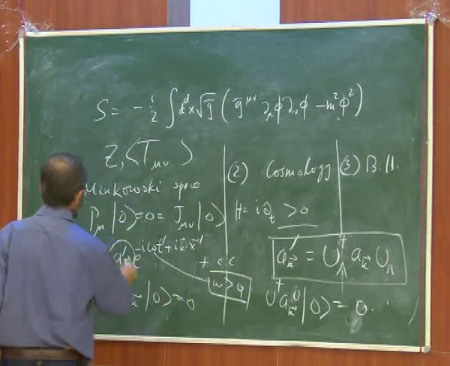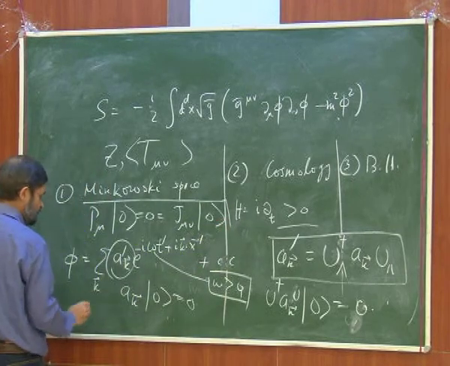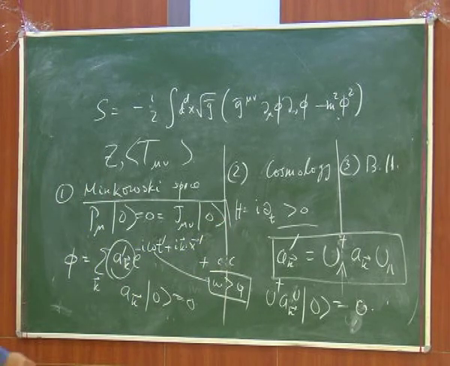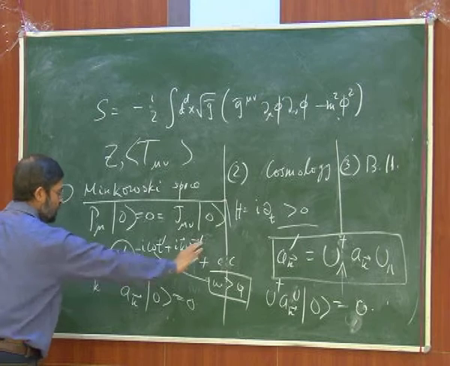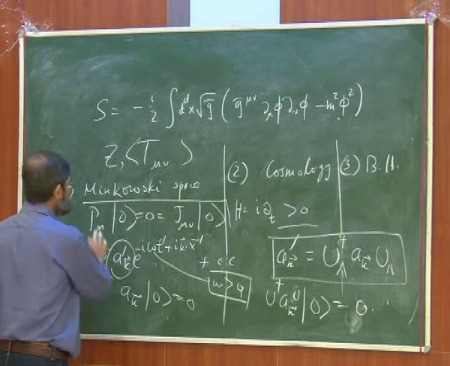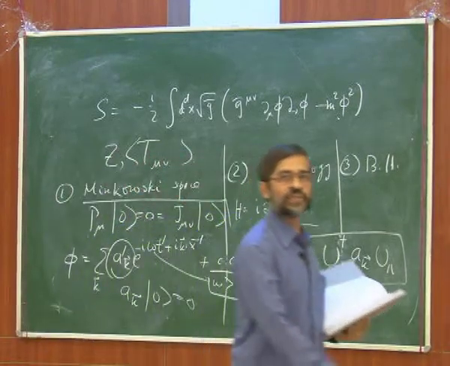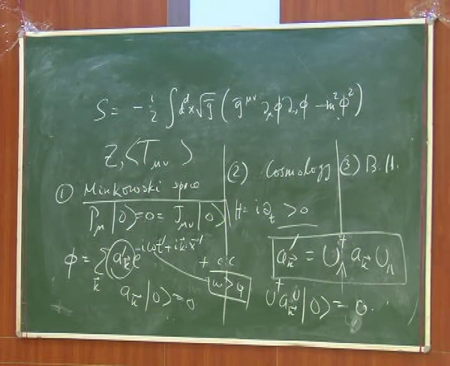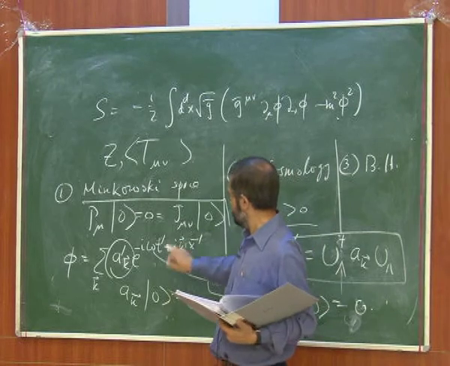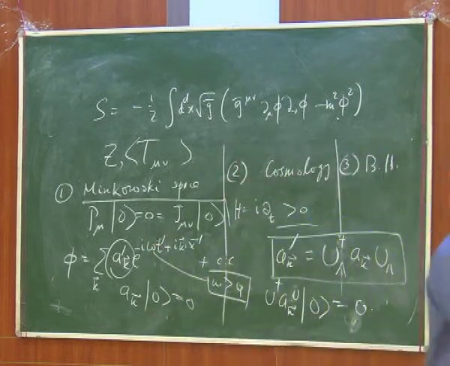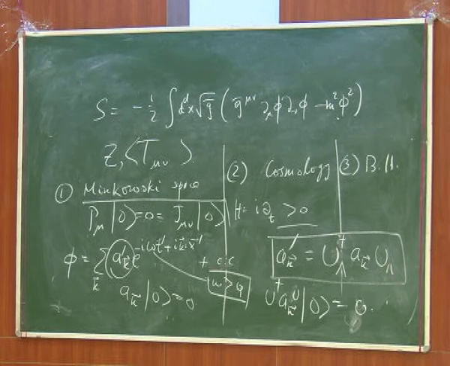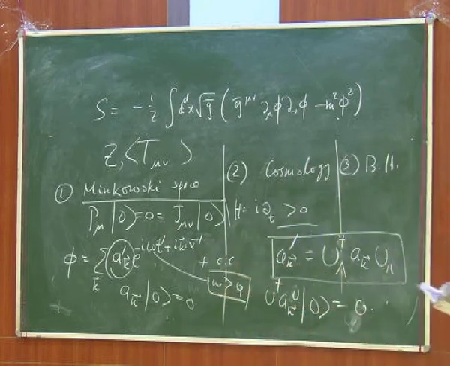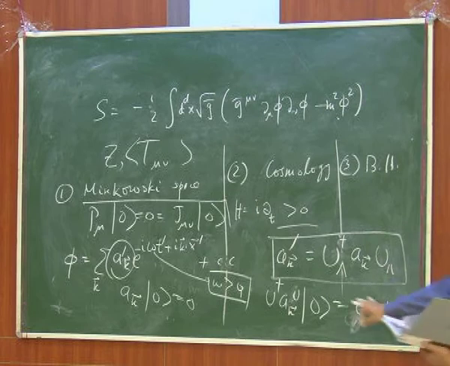What I'm saying is that this is the chain of logic: if I define my quantization of the theory, the expansion, then P and J will be built out of this A dagger and A in an appropriate fashion. And then one can show from that definition that P and J acting on 0 is equal to 0. And then U will be exponentials of these P's and J's, and therefore it will act as 1 on this state 0.